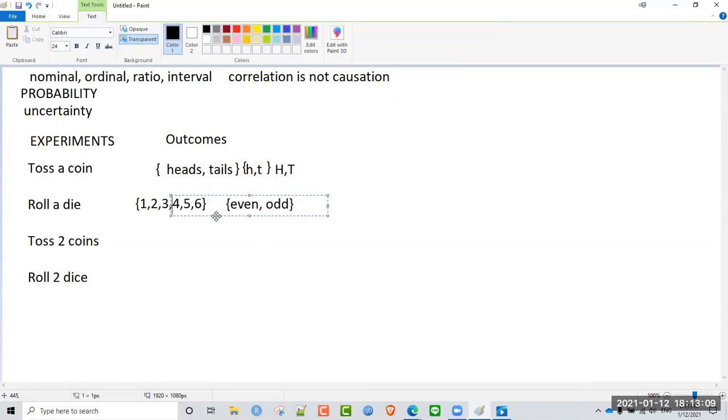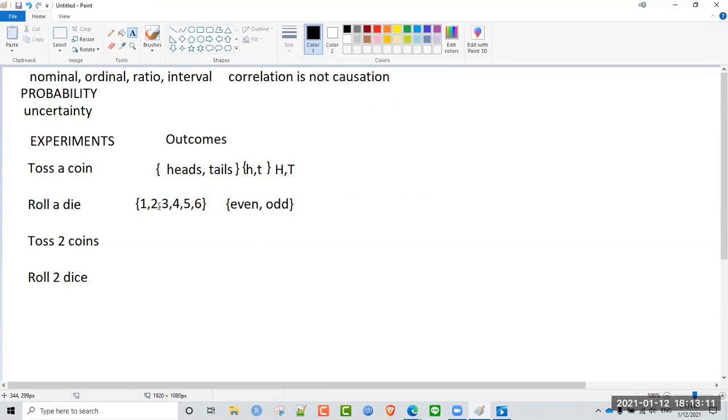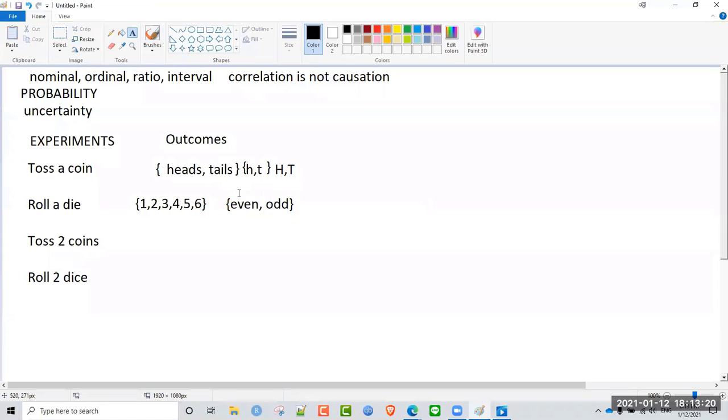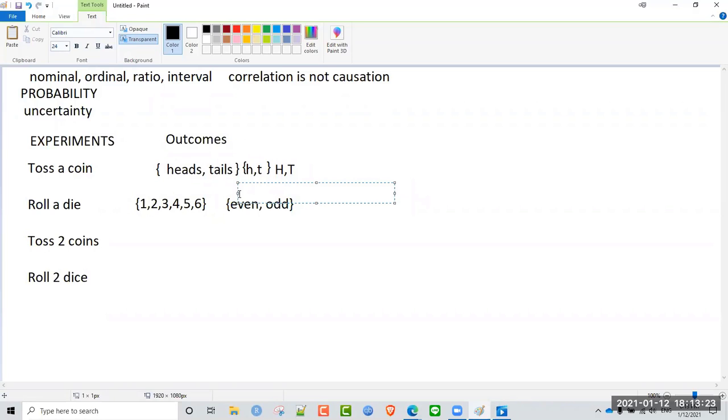This is not better than this. They're both okay, but this turns out to be more useful than this in many cases. Not always, I guess, but in many cases. But in order to say the outcomes, we just have to list them all. So we listed them all by writing this, but we also listed them all by writing that. Now, you don't want to repeat anything. So here, I'm not repeating anything, and here, there's no intersection between even and odd, so I'm not repeating anything there either.